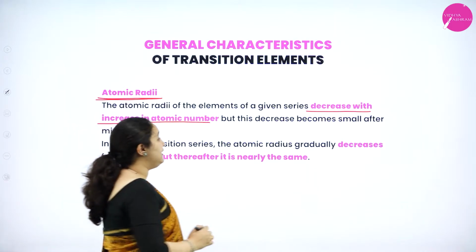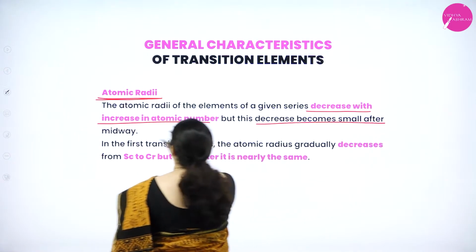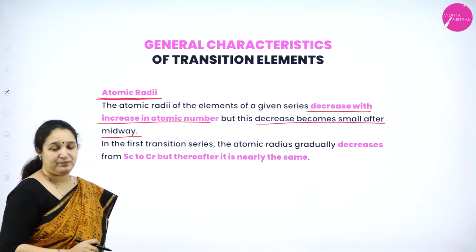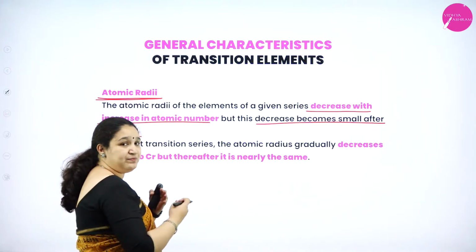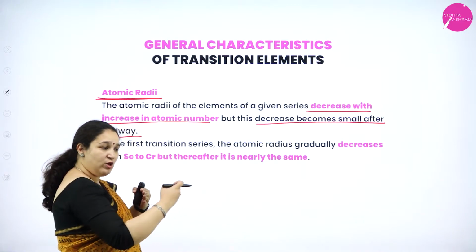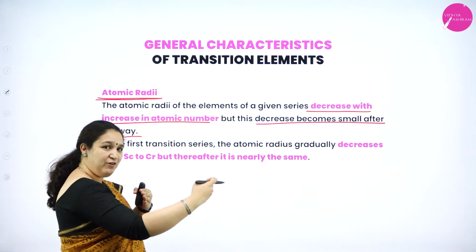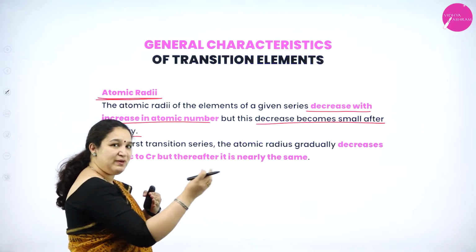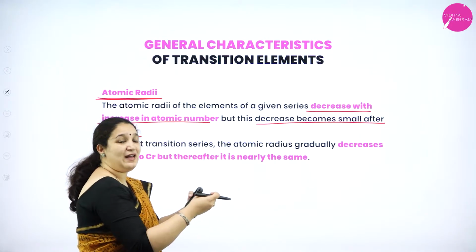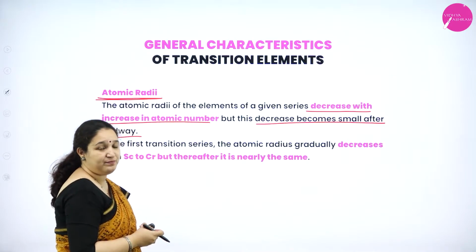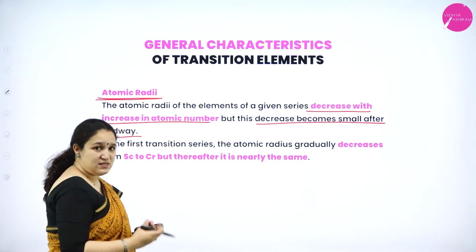But the decrease becomes smaller after midway. So as we are moving along the period, the atomic radius is going on decreasing, but halfway through the decrease will become very small. That means they have very close values in the atomic radii. Now why exactly is that happening?